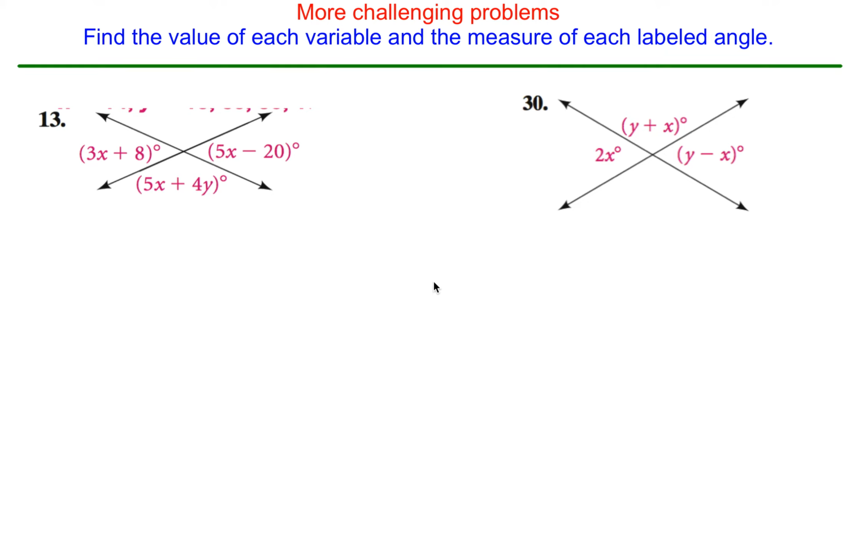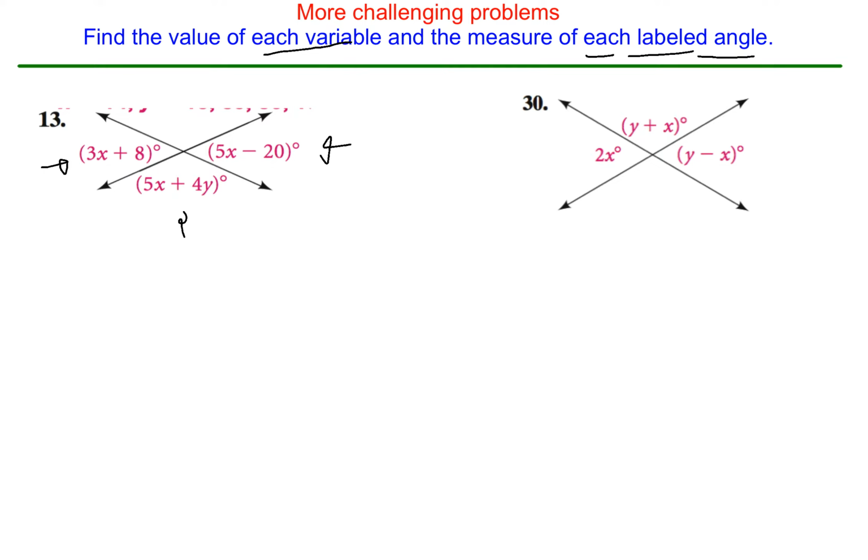Let's take some slightly more challenging problems to do. So what does the question say? It says find the value of each variable and the measure of each labeled angle. In other words, it wants you to find each variable in the problem, and in this case it wants you to find x and y, and then it wants you to find the measure of each labeled angle. That means it wants you to find this angle over here, this angle over here, and this angle over here.